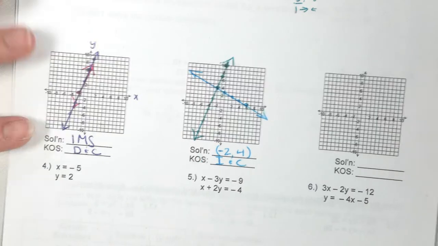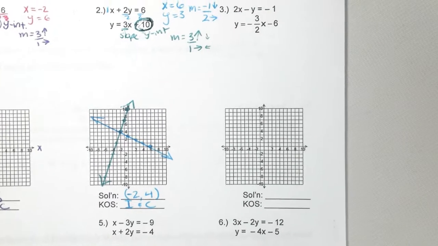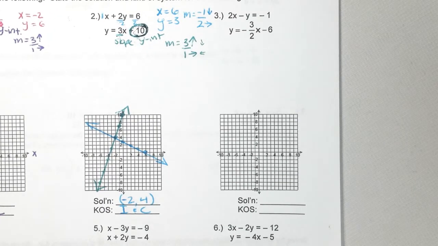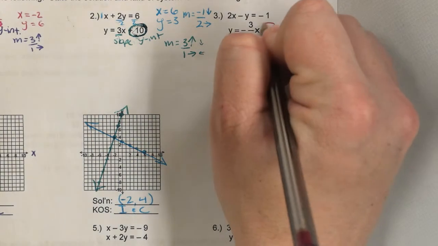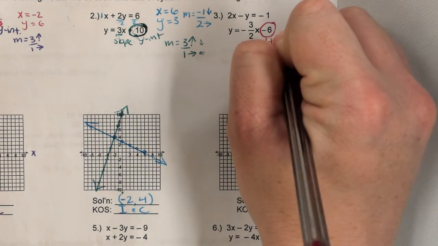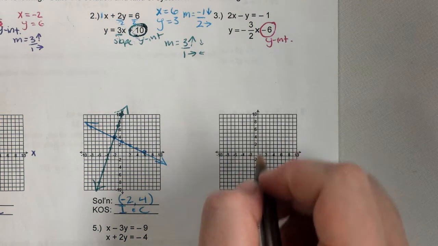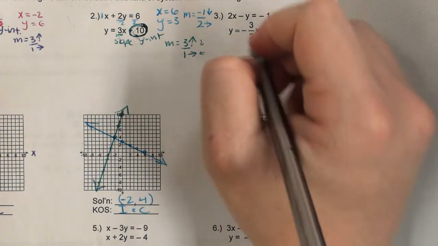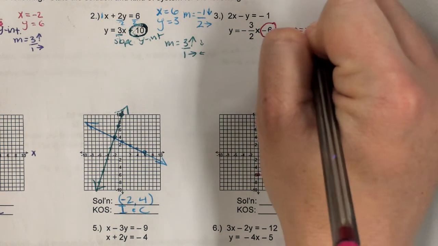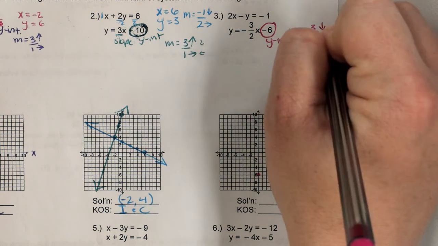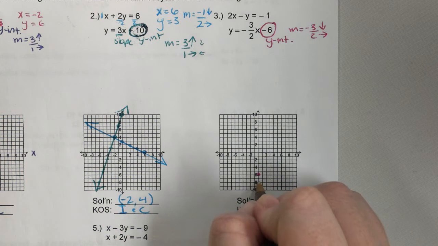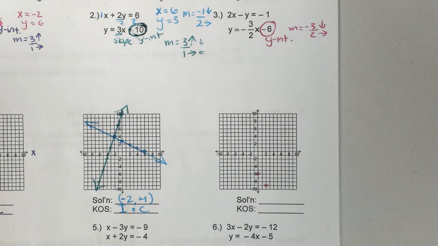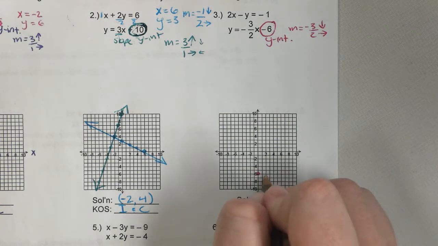Okay, so let's look at number 3. Again, I'm going to graph the one that's already y equals. So my y-intercept is -6. Okay, my slope is -3/2, which means I'm going to go down 3, right 2. Now I can't go any further, so I can do opposite, which would be up 3, left 2.